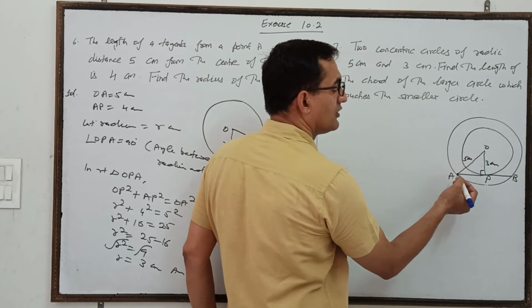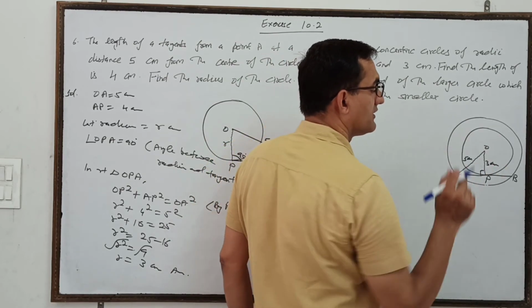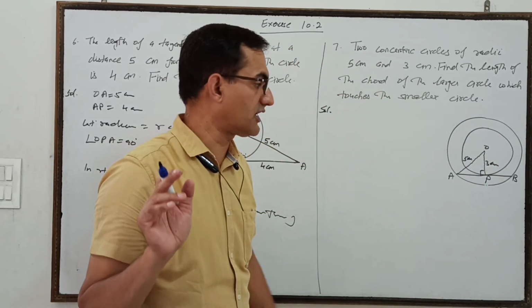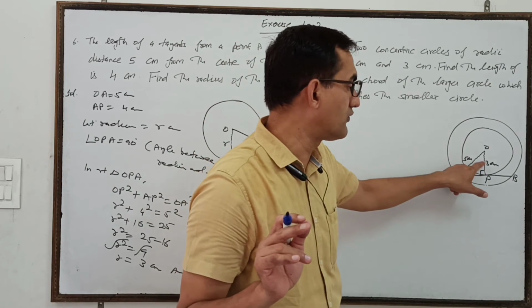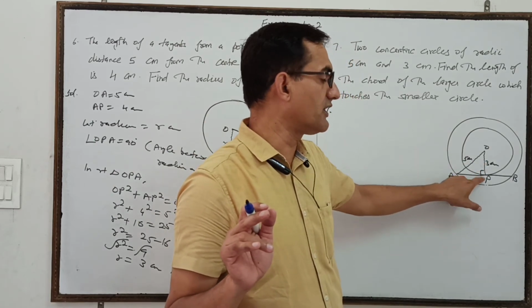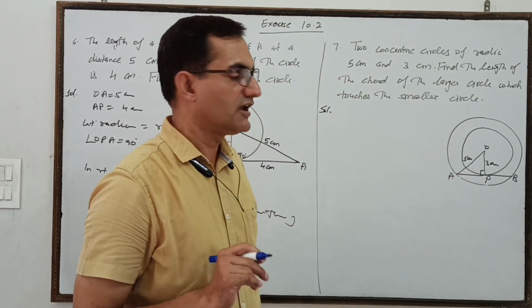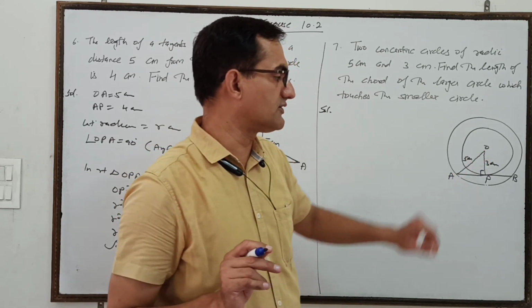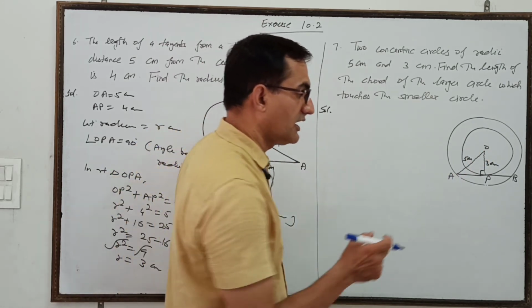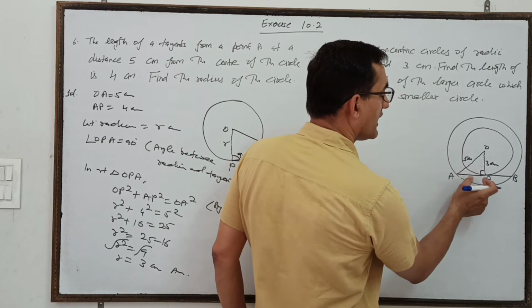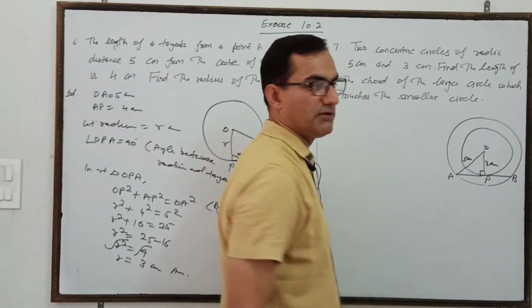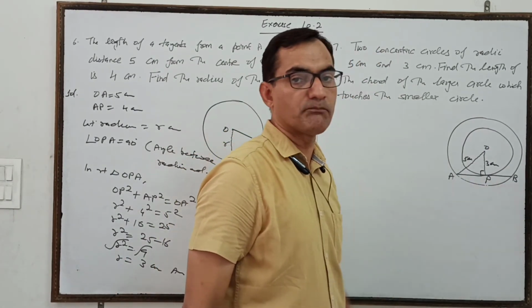तो ये क्या बन गया? OAP. OAP क्या बन गया? राइट एंगल ट्रायंगल बन गया. हाइपोटेन्यूज लो, वन साइड इज गिवन. We have to find AP. We can find AP by this one. अब दूसरा AP हमने फाइंड आउट कर लिया and AP is equal to PB.